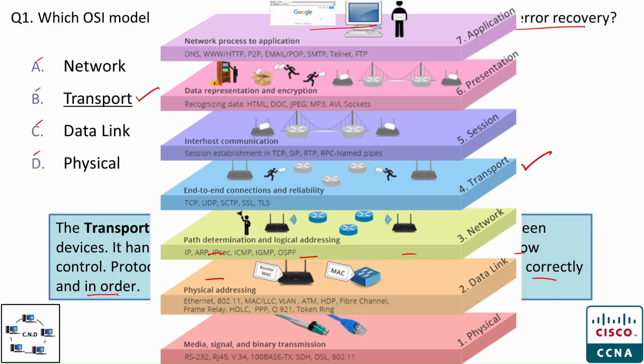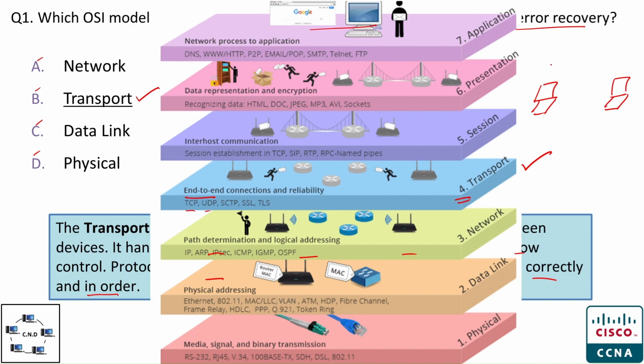So the transport layer is basically layer 4. And we have these popular protocols such as TCP, UDP, SSL, TLS that work at this layer. And the important concept here is that the transport layer is responsible for end-to-end delivery of packets. So what do we mean by end-to-end delivery?